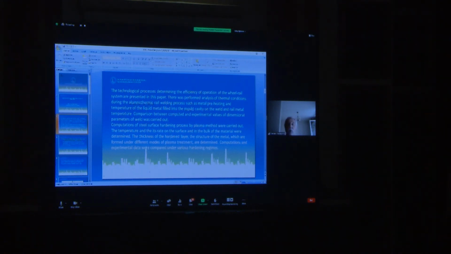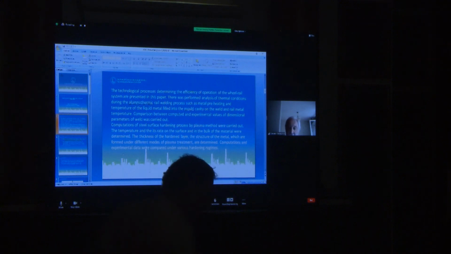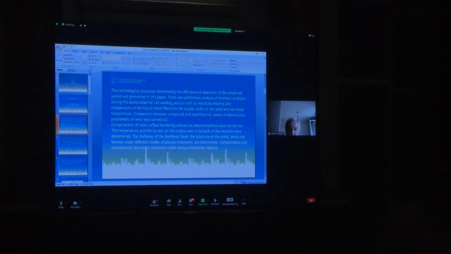The technology of processes determining the efficiency of operations, and this system is presented here. There was a formal analysis of thermal conditions during the aluminothermic rail welding process, such as metal preheating, the temperature of liquid metal filled into the mold cavity of the weld, and rail metal temperature.